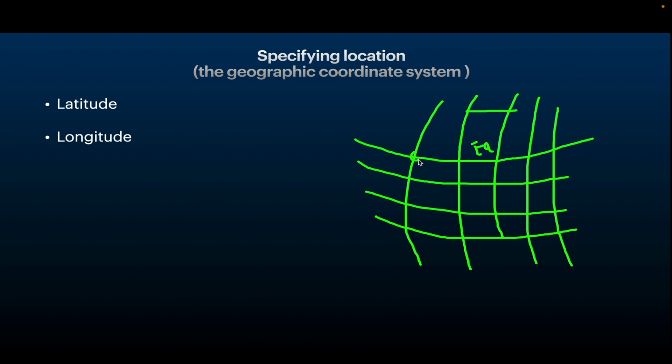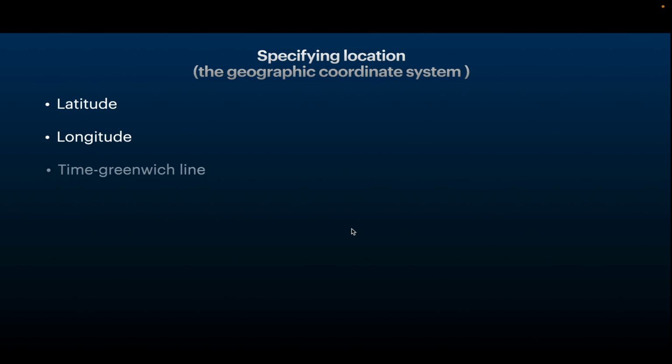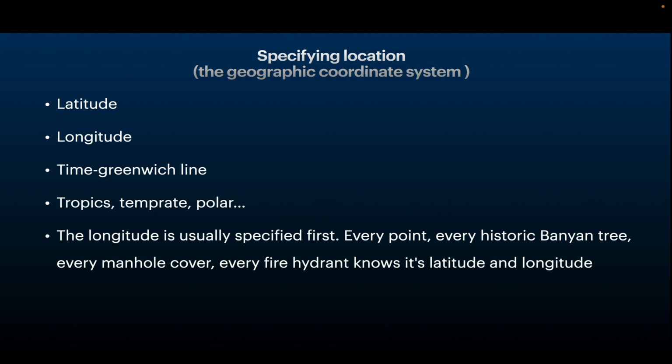Now this is the point where the lines cross, horizontal as well as vertical. So latitude and longitude are known as the coordinates, and this whole system is known as the coordinate system. The Greenwich line is used to identify the time zone, tropics, temperate, polars. You can watch my video if you want to understand that in detail.